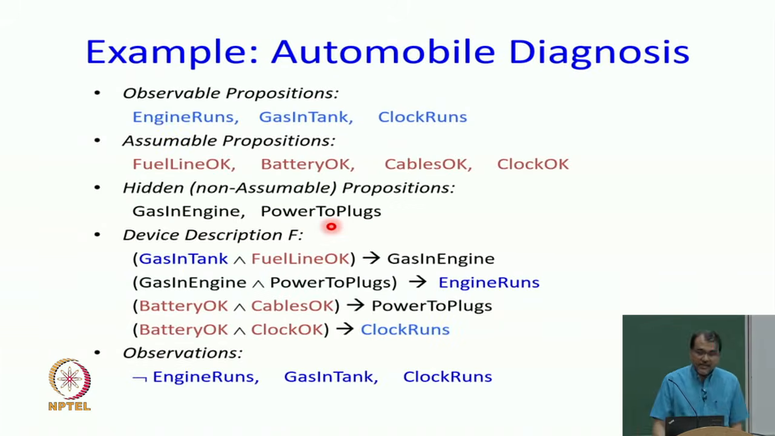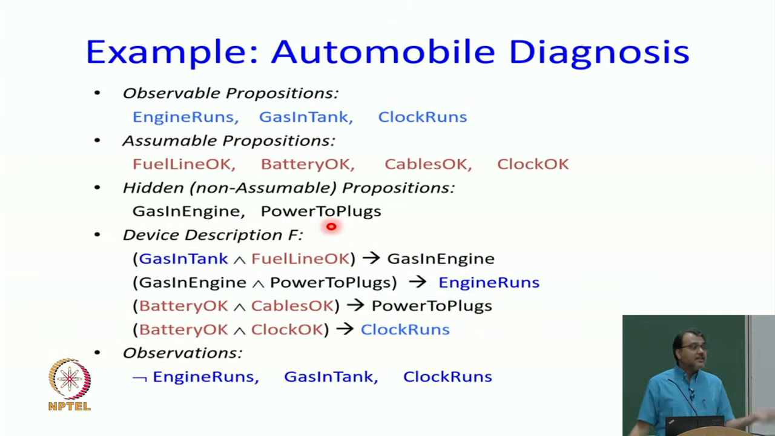And then you try to fix it, right? So for example, if I have propositions like engine is running, gas is in tank, clock is running, these you can observe. But then there are some internal propositions, like whether fuel line is working okay, whether battery is working okay, whether cables are okay, whether clock is okay. Now I don't know about these. And then there are some things you might not even be able to check, somewhere in the middle, like gas is in the engine or not, power is coming to the plugs or not. And then you have a model for the device, that if gas is in tank and fuel line is okay, then gas is in the engine.